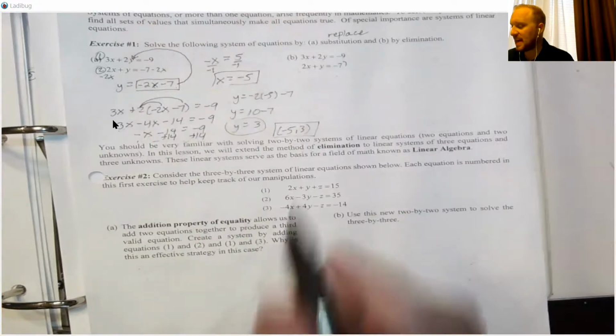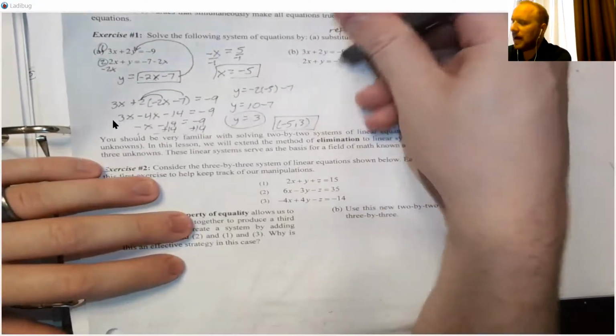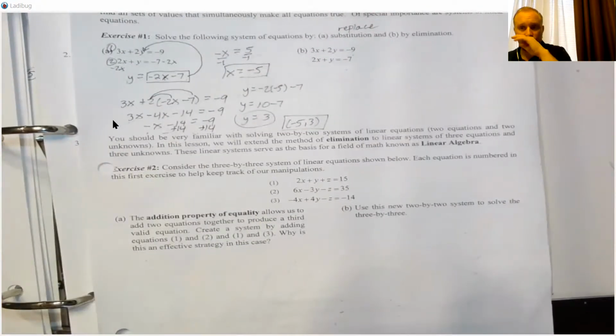They're going to intersect at that point, negative 5 comma 3. Okay, so let's do the same system of equations. We're going to get the same answer, negative 5 comma 3, but we're going to use a different method, which is elimination.